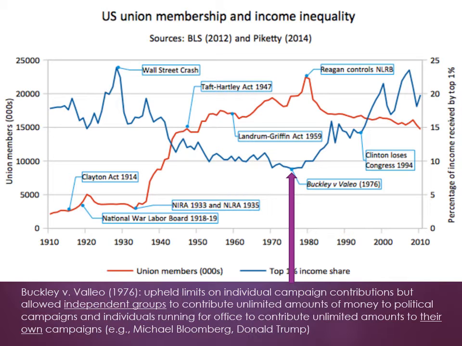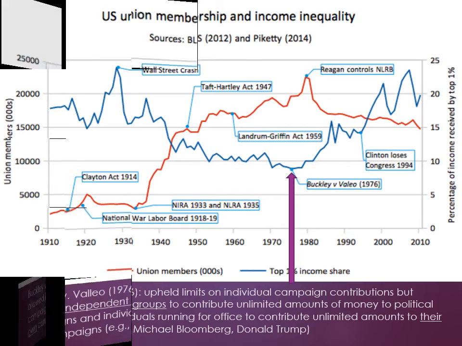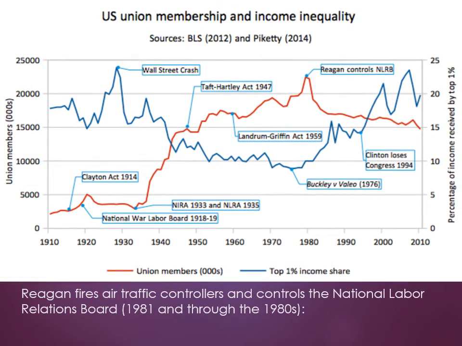Now look at that blue line here. It goes up after this decision. That means that the percent of the national income that goes to the top 1% is going up. Okay, now look at the next milestone here, and that is the election and inauguration of Ronald Reagan. He was elected in 1980, took office in January of 1981.